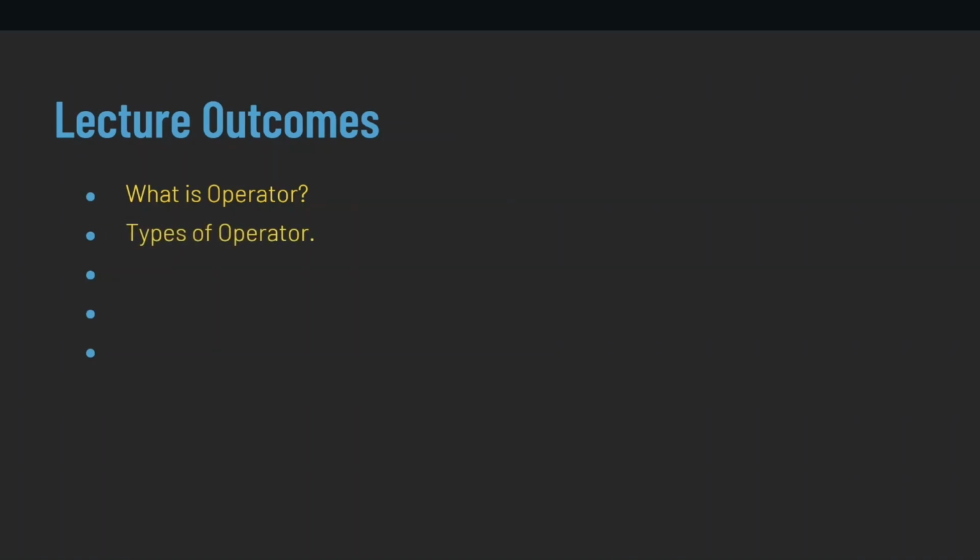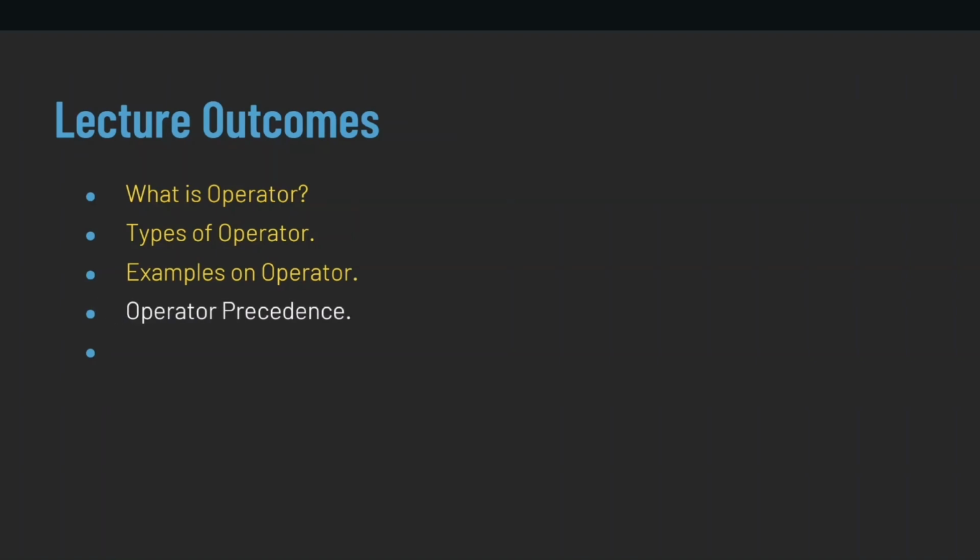Next, we will talk about the types of operators. Python has different types of operators. We will go through each type. After that, we will see examples on operators. These examples will help you to understand how to use operators in real code.